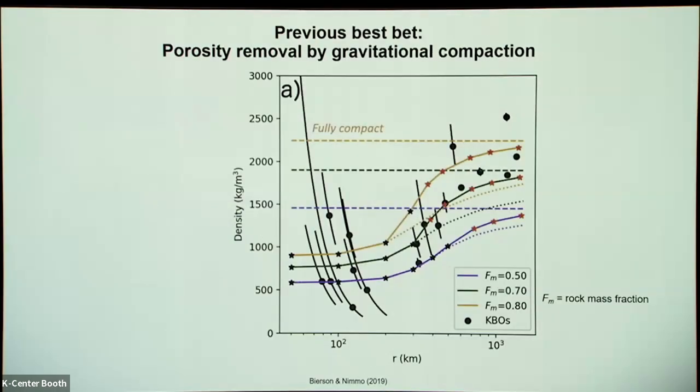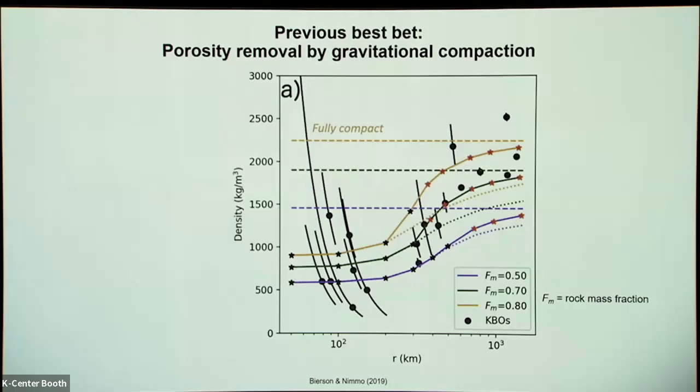The current explanation, or the previous best bet, as we heard from Steve, is that there is a gradual removal of porosity through gravitational compaction as these objects grow in mass. So you can start from low density objects at constant composition. That's the key thing here. And these curves are giving you different rock mass fractions, starting from half rock, half ice, 70% or 80%. And then the green curve captures most of these objects, for this slow compactification.